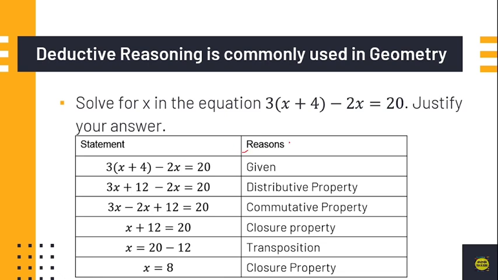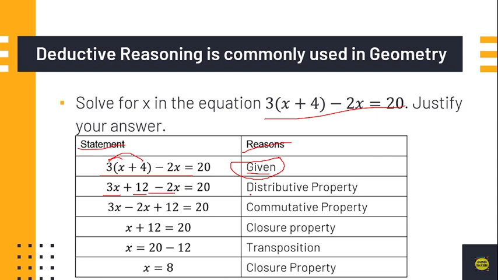Commonly, my Grade 9 students previously could not answer these. They only copy the given, then write it as given, and could not get it right. So using geometry, let's try to solve. We multiply: 3 times x, and 3 times 4 is 12. Bring down negative 2x equals 20.